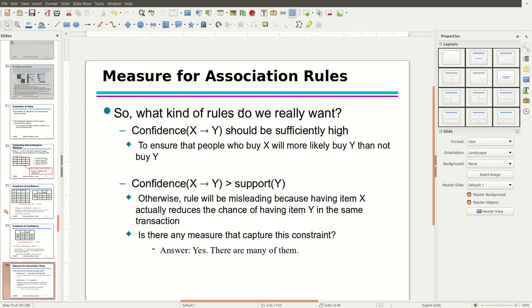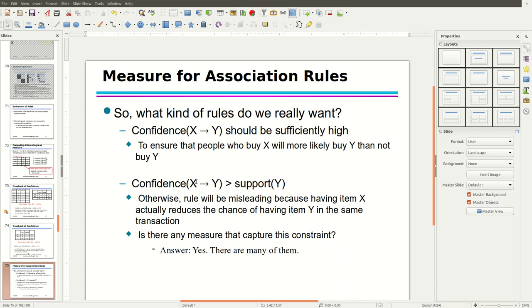So what kind of rules do we really want? We want confidence to be sufficiently high. That is also desired to ensure that people who buy X will be more likely to buy Y than not buy Y. But that itself may not be enough, right?